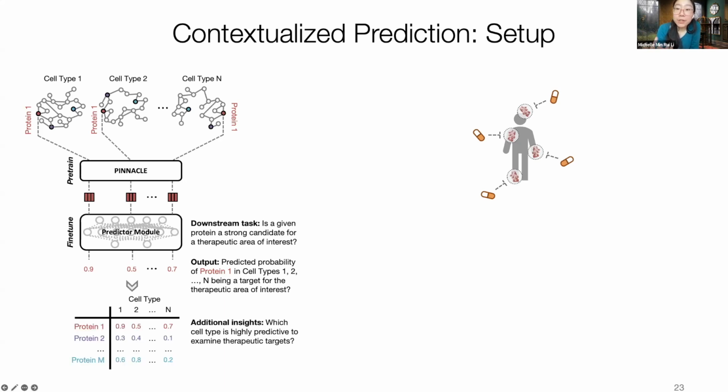But because we have unique protein representations per cell type context, we can additionally gain insights about which cell types are highly predictive to examine therapeutic targets in the area that we're interested in.